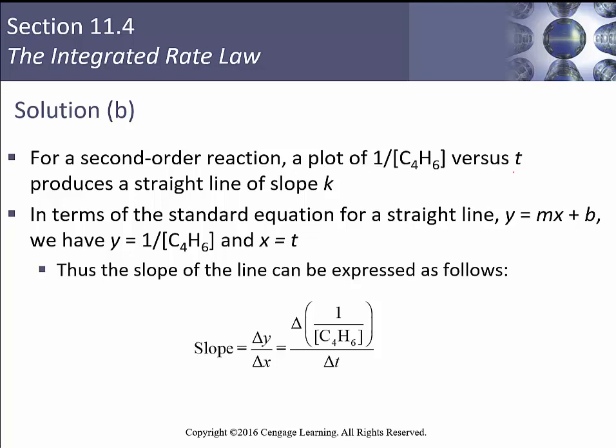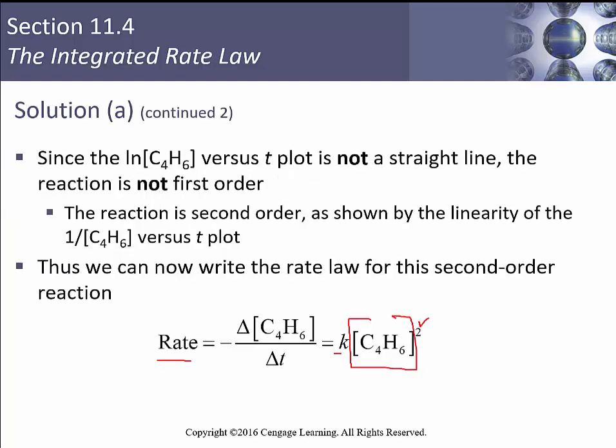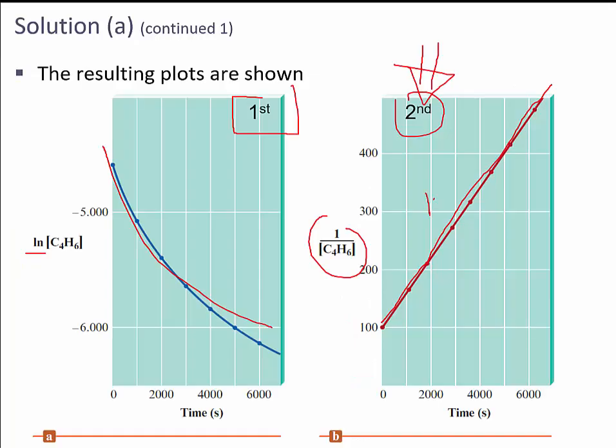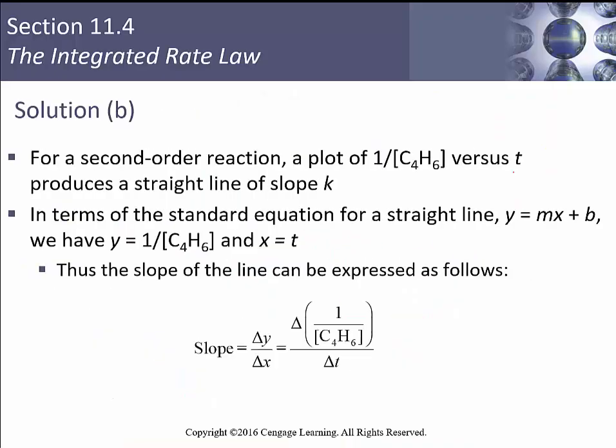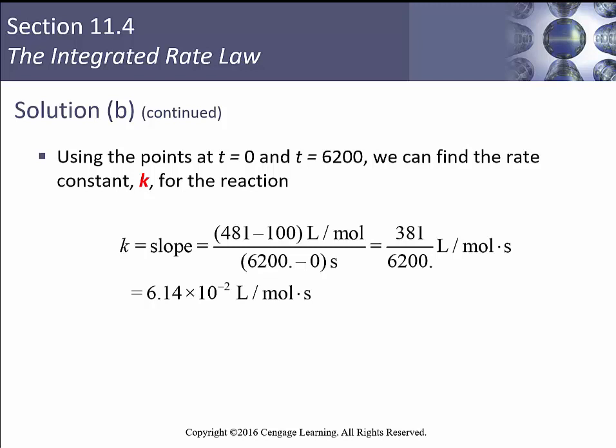And the slope is going to be change in y over change in x, or if we just look back over here, what's this got to be? It's going to be plus k, right? So for a second order reaction, this is going to be our calculation for the slope. Using our points at t0 and t6,200, we can find the rate constant k, just plugging in two different values, doing rise over run. Our slope is going to be 381, right? Our two concentration differences and our two time differences over 6,200 seconds.